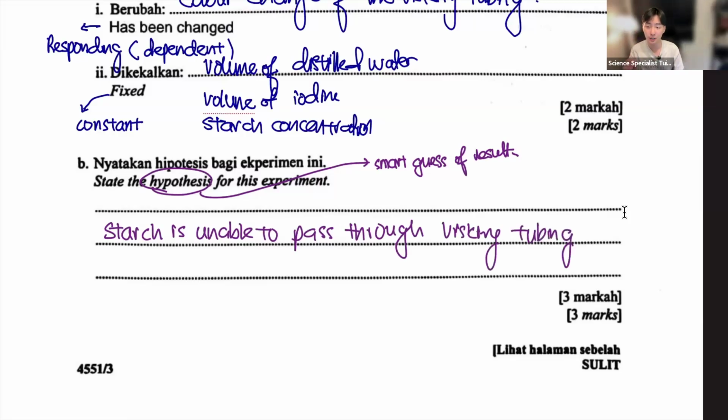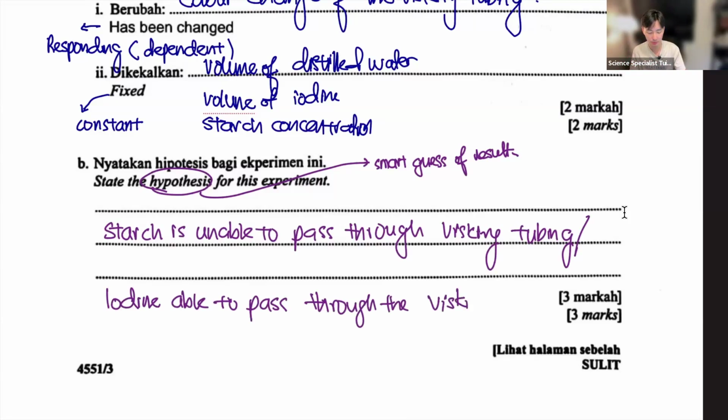Okay. Straight away, don't write semi-permeable. Straight away, point out in the experiment what you want to do. This one is enough to get 3 marks. Iodine is able to pass through the whisking tubing. No need to say semi-permeable. Straight away put whisking tubing. You understand, right?